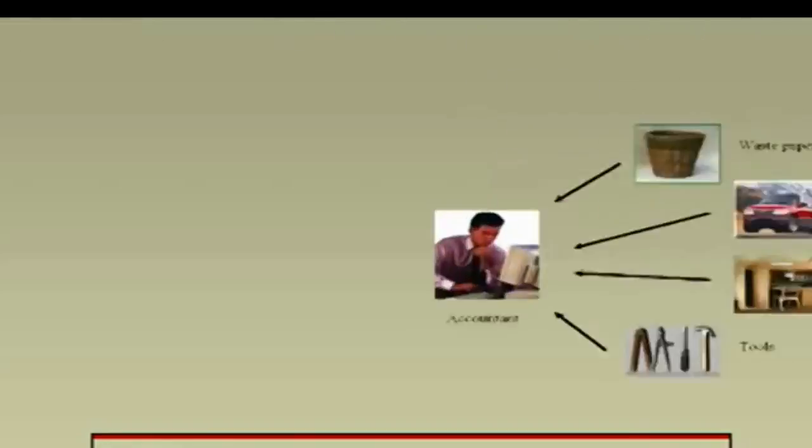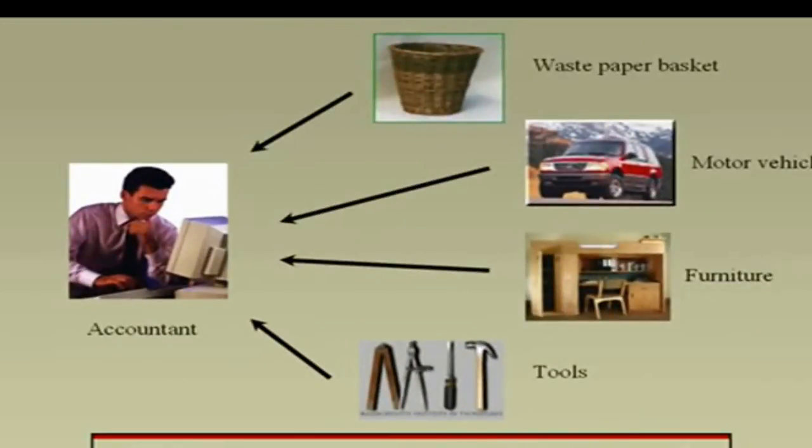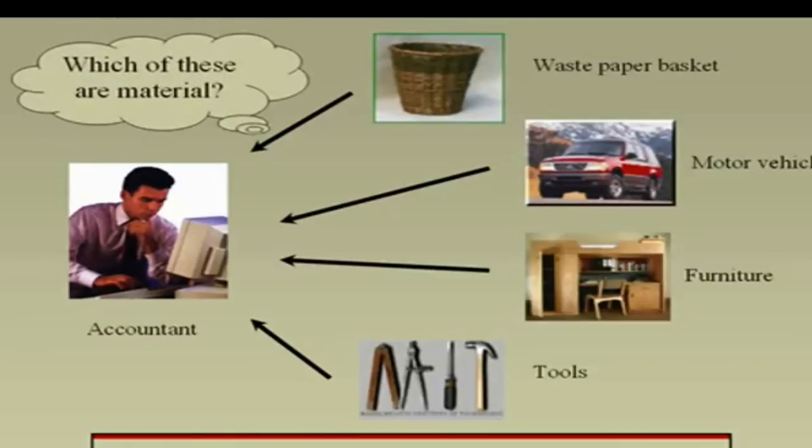Look at this for a minute. Here's an accountant, and he's got a couple of things to deal with: waste paper baskets, motor vehicle, furniture, tools. Which of these are material? Do you want to spend a few minutes thinking about it? Let's take the first one. A waste paper basket is a low-cost asset. Is that material? No. So waste paper baskets aren't shown as assets, they're expensed immediately.